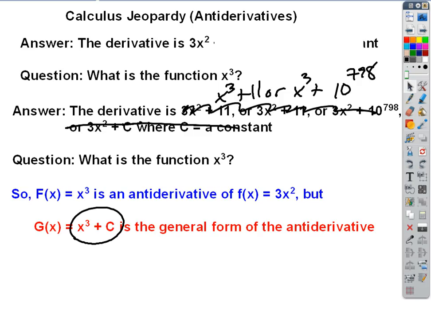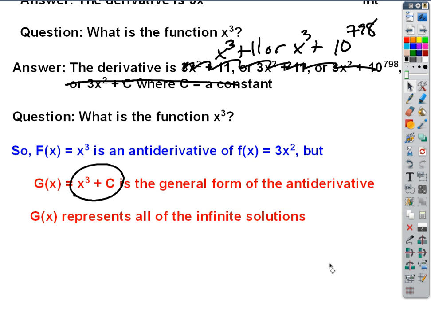So we could say that this is an example, but we have to put that plus c on there. Forget about the question and answer stuff. The antiderivative needs to include the c, because when we differentiate, we said this yesterday, that c is going to go away, so we have to account for it. A better way to look at this is that g of x represents an infinite number of solutions, each of which has a meaning.